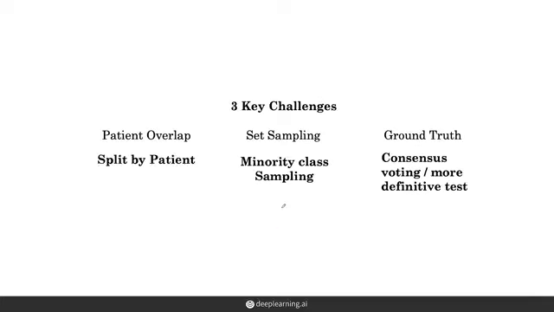Thus, we have covered our three challenges with algorithm testing and some solutions in the context of medicine. We've seen how we can split by patient in the creation of training, validation, and test sets, how we can sample a minimum percent of minority class examples in the test set, and how we can use consensus voting or a more definitive test to set the ground truth.